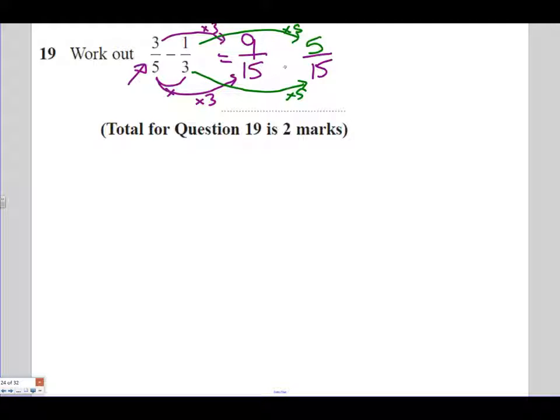So now we have the same denominators, I can do the subtraction. I have 9 and I take away 5, so I have 4. And because they have the same denominator, the denominator remains. So the answer to 3/5 minus 1/3 is 4/15. And that's what you would put on your answer line, 4/15.